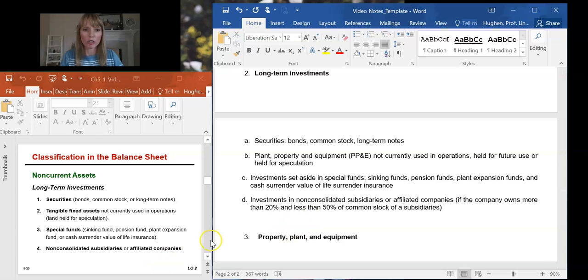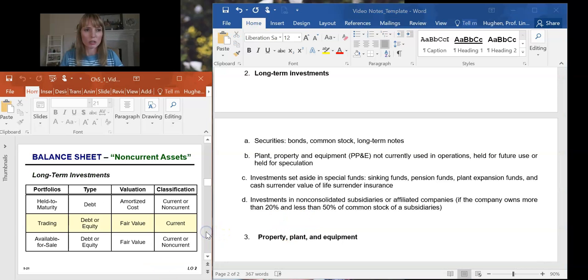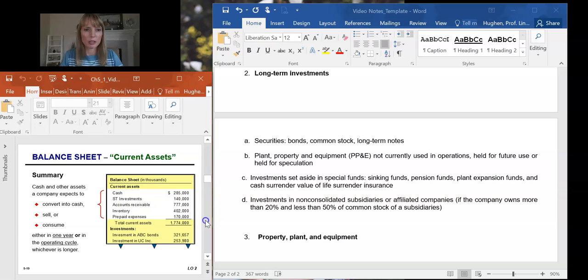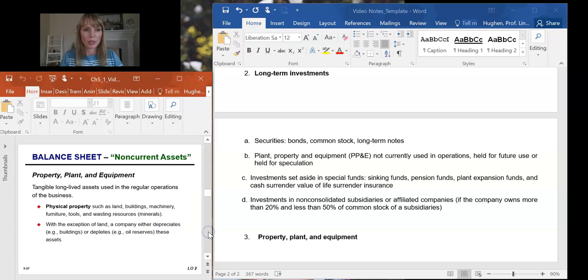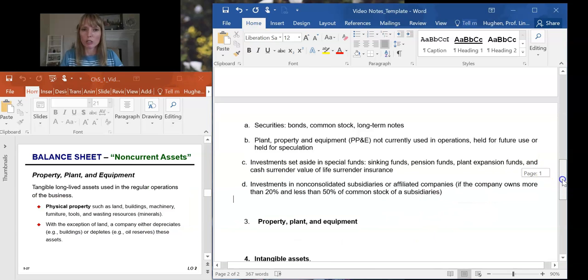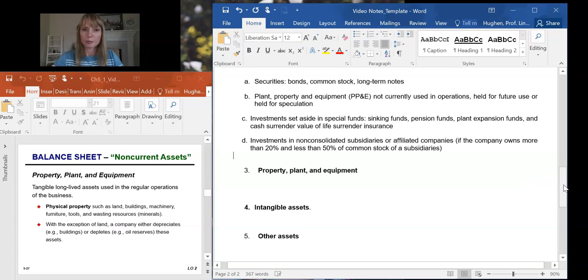Our next section, so if we come back up here, our next section is the plant, property, and equipment section. We're familiar with the plant, property, and equipment section. We've talked about this before. Remember the plant, property, and equipment. Now we know the caveat that this stuff must be used in operations. If it's not being used in operations, it's separately reported under the long-term investments section.